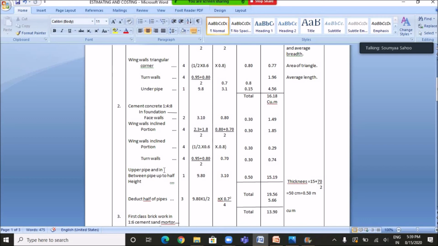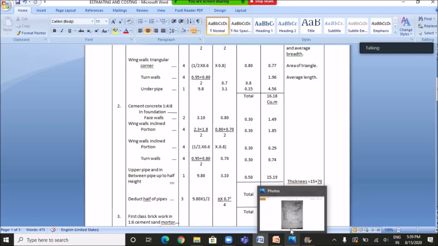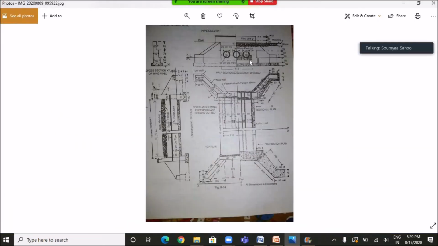Then cement concrete work is done in the under pipe and in between the pipe up to the half of the height. See, cement concrete work is done in the under pipe region from this portion to this portion, which is having a height of 0.15 meter. We have already calculated it from the formula 0.25 into internal diameter of pipe. And the cement concrete work is also done above the under pipe up to the half of the diameter of pipe. So this total height would be half of the diameter of pipe. So the external diameter is 70 centimeter. Half of this is 35 centimeter, and the depth of under pipe we have already calculated it as 15 centimeter.